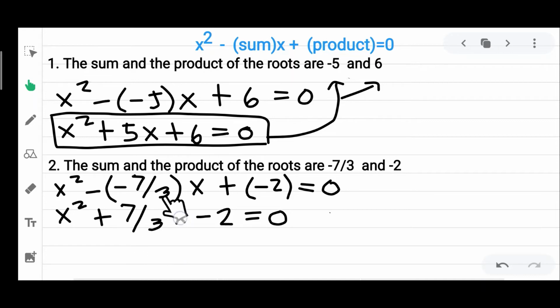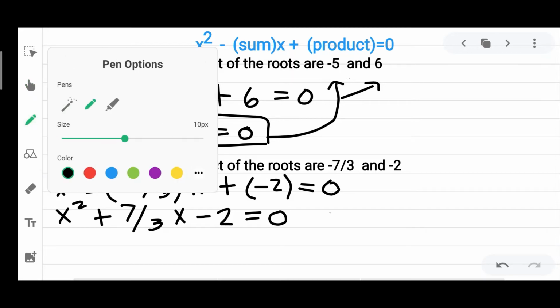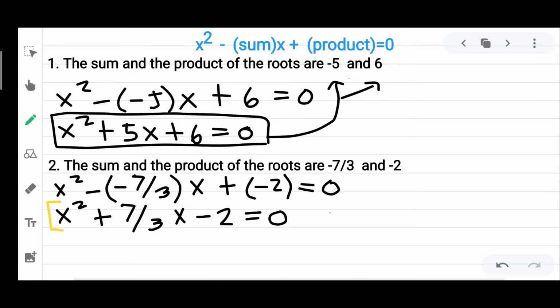Para mawala yung denominator na 3, kailangan natin i-multiply yung buong equation sa 3. Para mawala na yung fraction. So, i-multiply natin siya sa 3. Saan ko nakuha yung 3? Dito, denominator ni 7 over 3. So, now, we multiply na. So, we have x squared times 3, the answer is 3x squared plus 7 over 3 times 3, the answer is 7x.